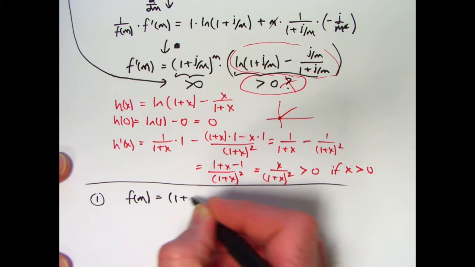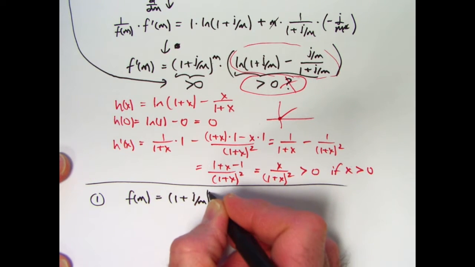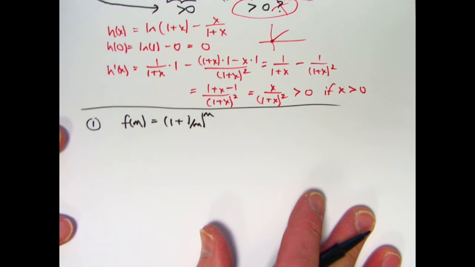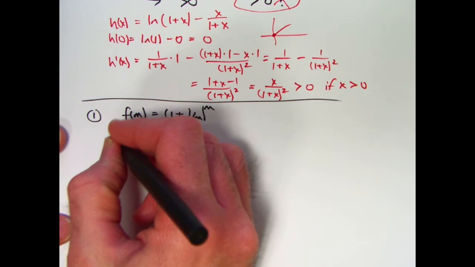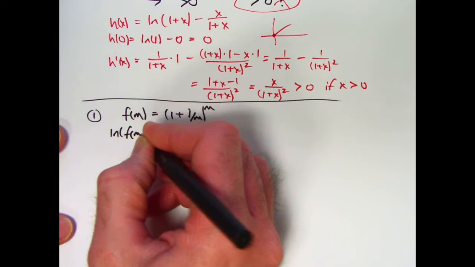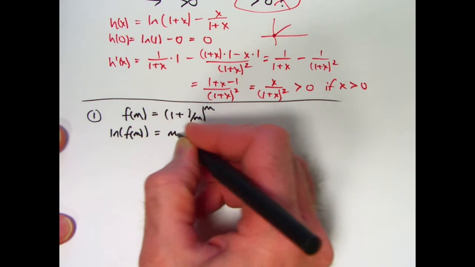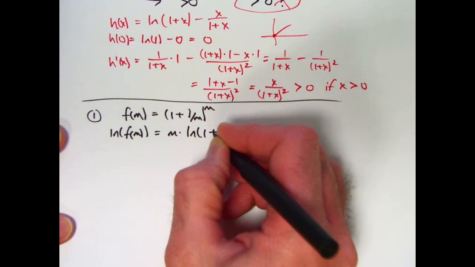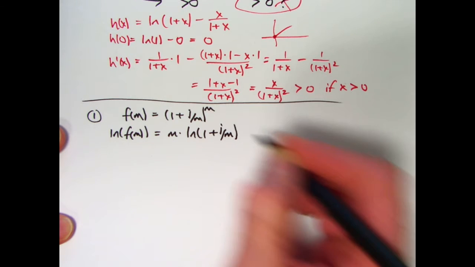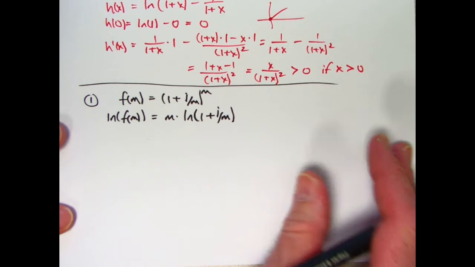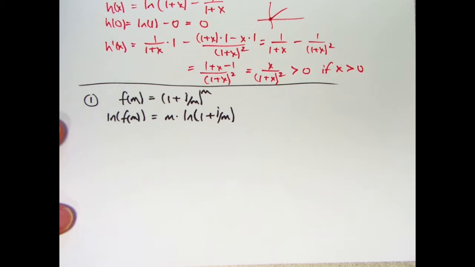Let me write the formula for f of m again. Once again, it's not clear how to use L'Hopital's rule with this. Once again, it's helpful to take the natural log of both sides, just like we did in the first part. Using the property of logarithms allows me to write the right side like this. And it turns out to be easier to apply L'Hopital's rule to this.